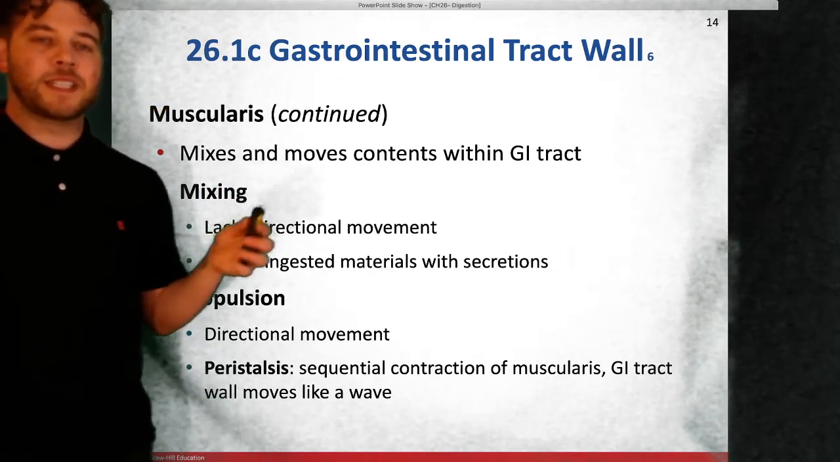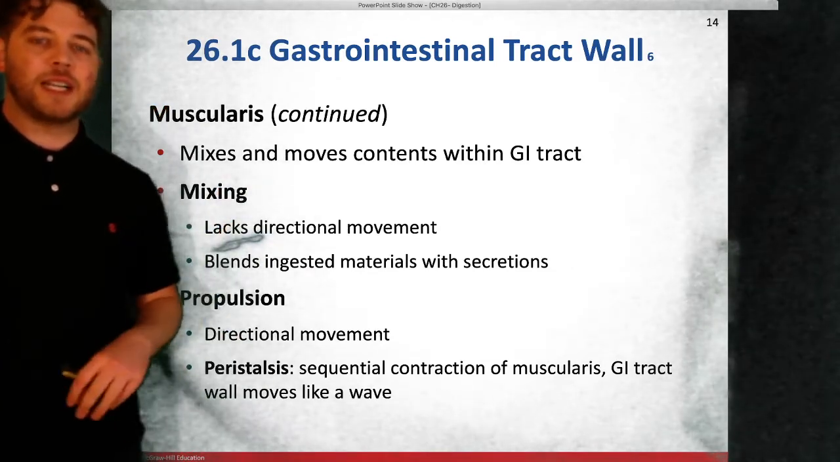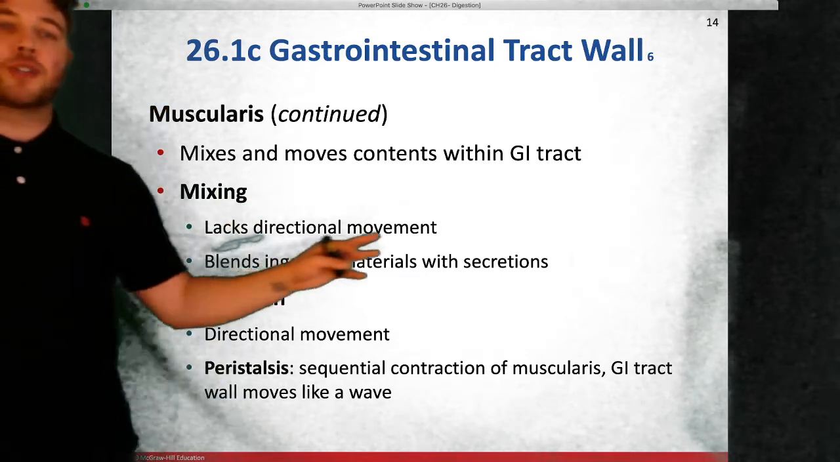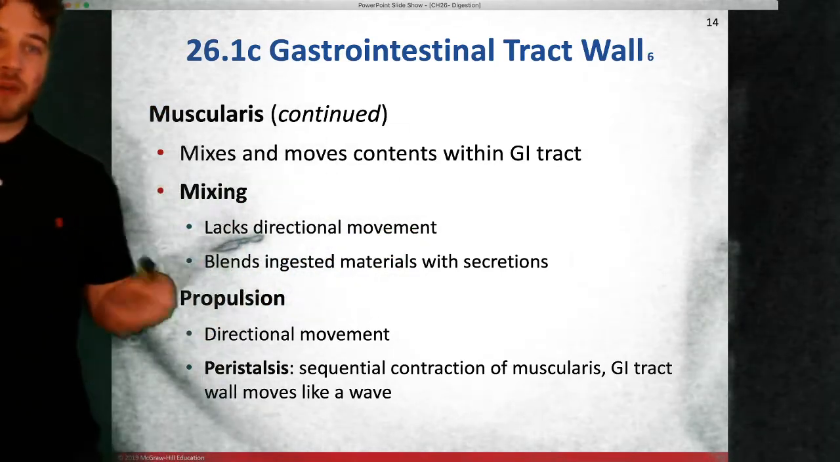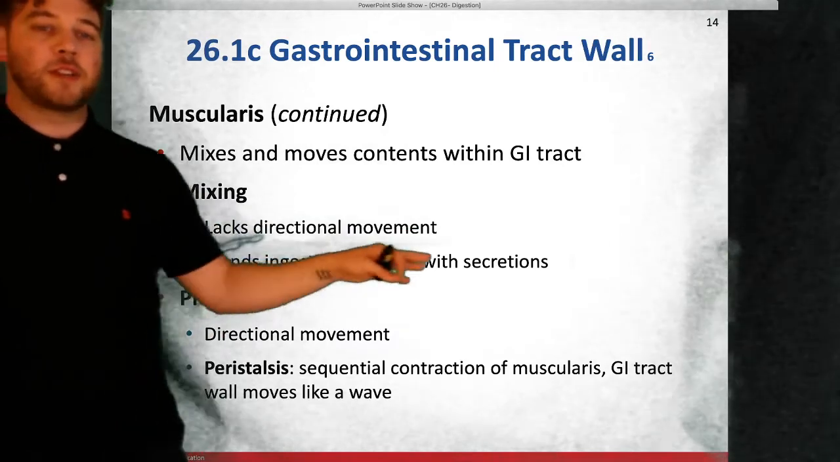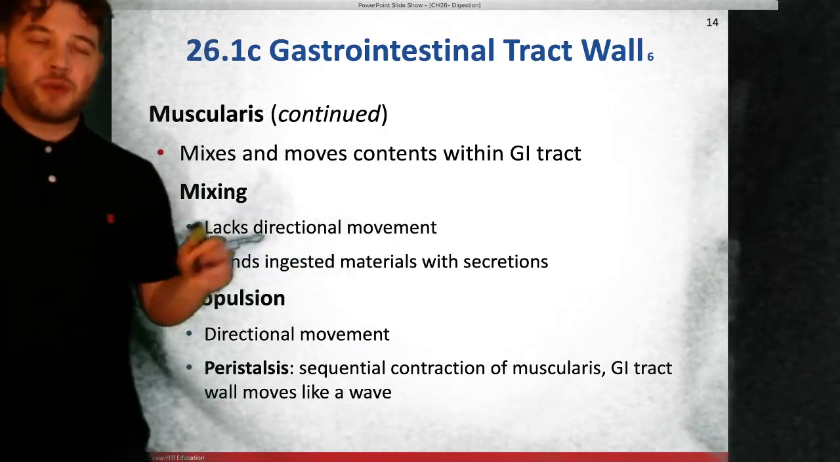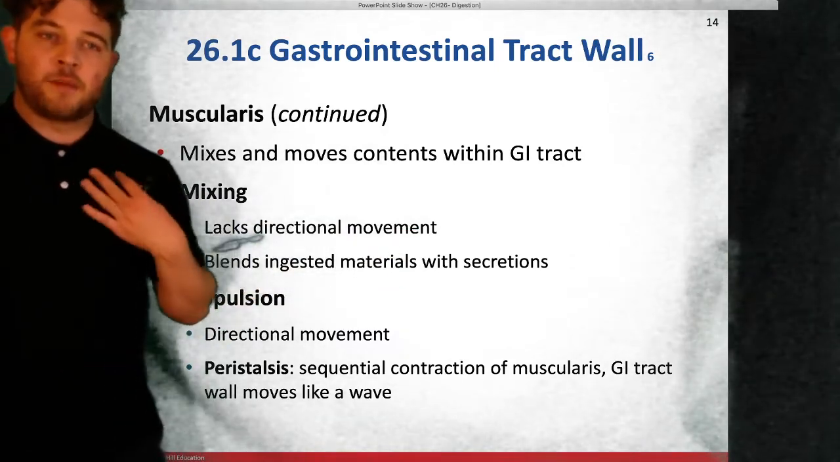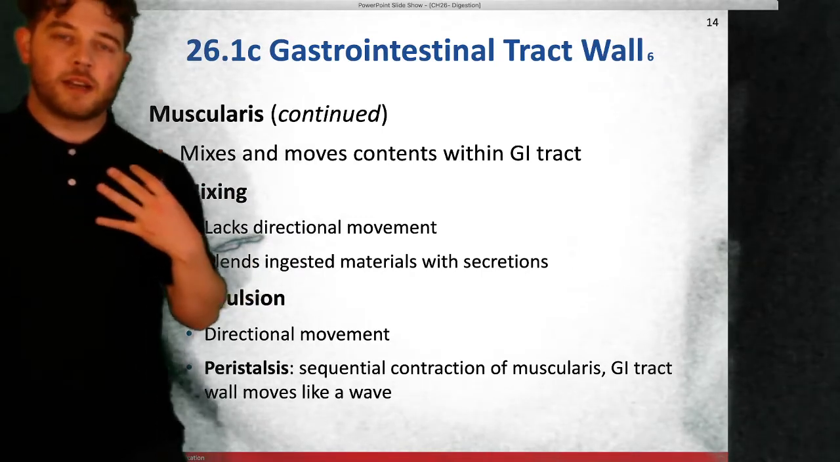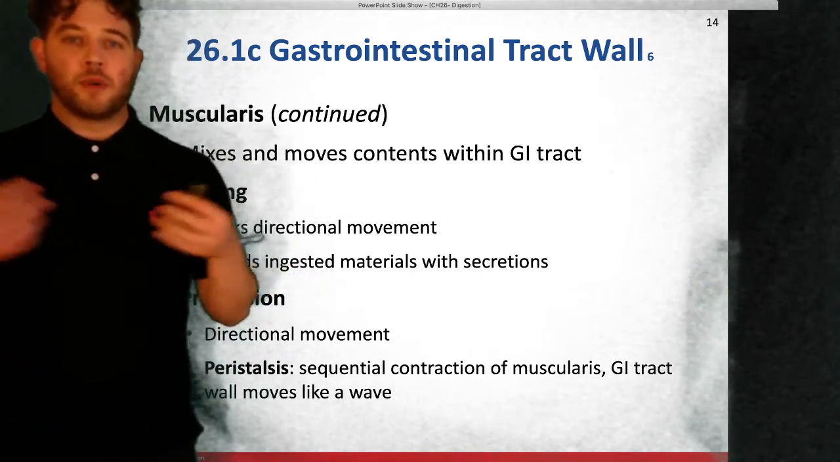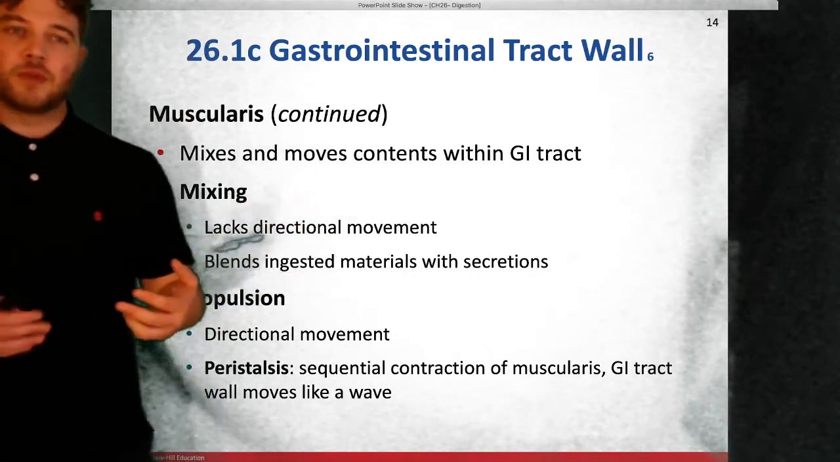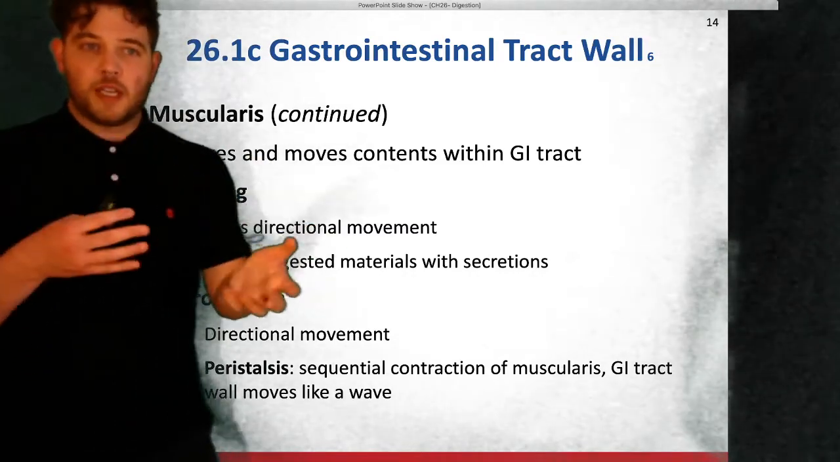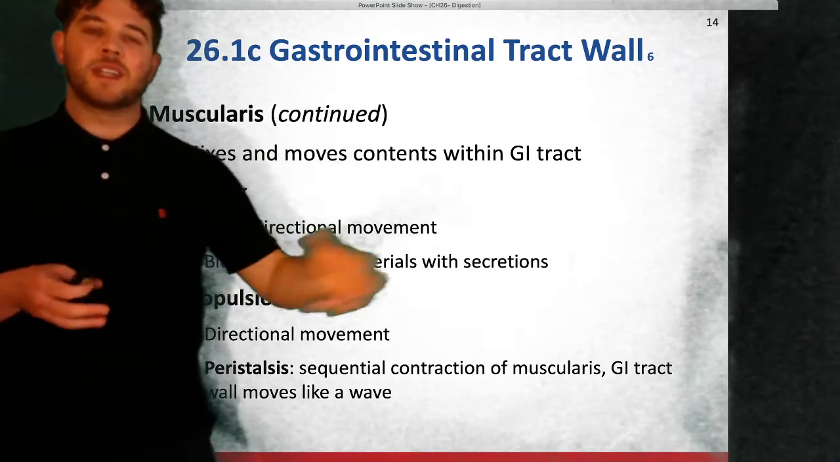The muscularis mixes and moves contents within the GI tract. The mixing lacks directional movement. It's not moving forward or backward. It's just being mixed right where it is, blending ingested materials with secretions. So, just like we had in our lungs, the slower the capillary transport is, the more gas exchange can occur. The slower that this works through, to a degree, the better. At a certain point, you do have to have motility in your GI tract.